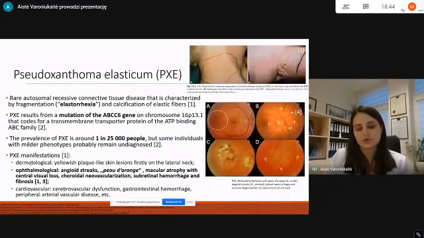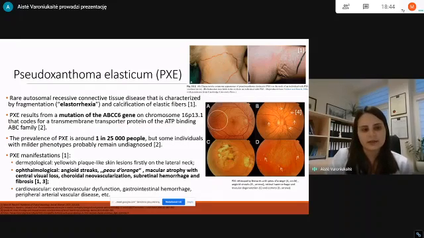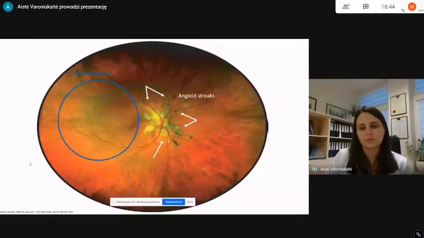Pseudoxanthoma elasticum is a rare autosomal recessive connective tissue disease, characterized by fragmentation and calcification of elastic fibers due to mutation of the ABCC6 gene. It manifests not only ophthalmologically, but dermatologically. The most prominent feature is yellowish plaque-like skin lesions, firstly on the lateral neck and later in other parts of the skin, and cardiovascular system manifestations. In ophthalmology, of course, angioid streaks, as I've already mentioned. It can be macular atrophy, central vision loss, choroidal neovascularization, subretinal hemorrhage, fibrosis, and other important findings.